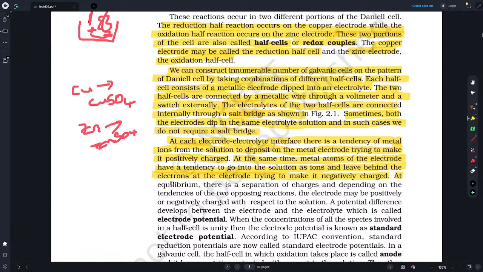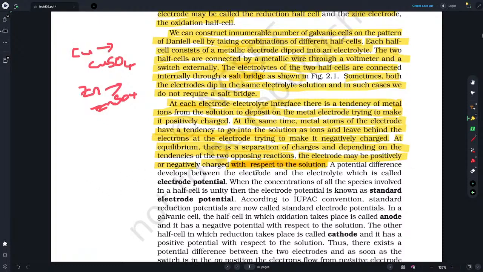At equilibrium condition, there is a separation of charges, and depending on the tendencies of the two opposing reactions, the electrode may be positively or negatively charged with respect to the solution. A potential difference develops between the electrode and the electrolyte, which is called electrode potential.